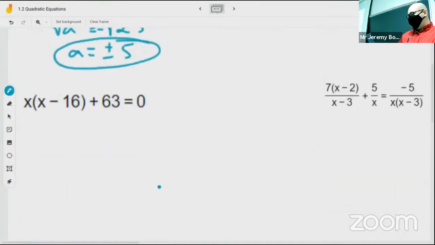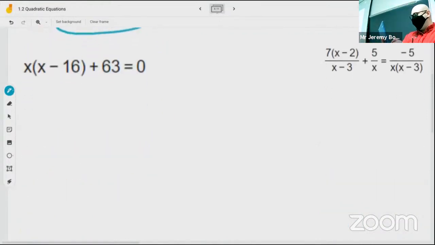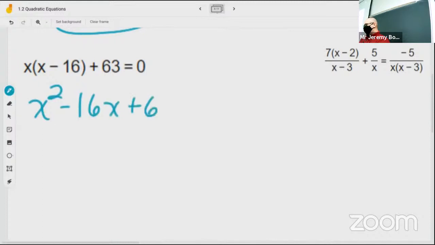All right, let's look at this one next. Here, to start off, we need to distribute that x. It's already factored, but it's not factored in equal to 0. So it has this plus 63. And so we can't use the zero product property on it, right? And so what we'll do is distribute that x. So we'll have x squared minus 16x plus 63 is equal to 0.